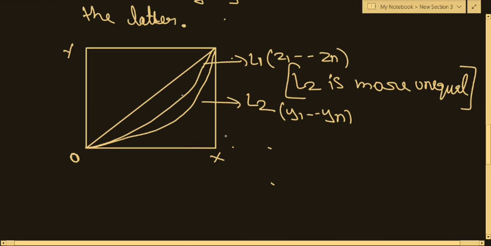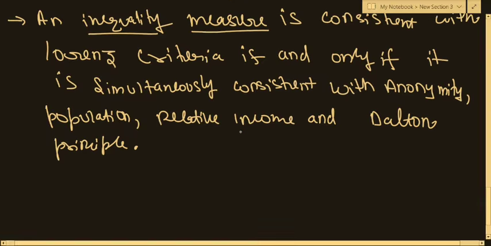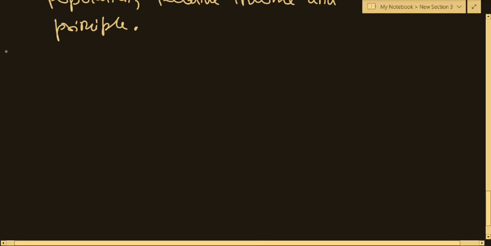Okay, we will be doing some numericals at the end from the past years. Okay, now there is some other thing as well from the Lorenz curve topic, which is important. So let's see what this is.